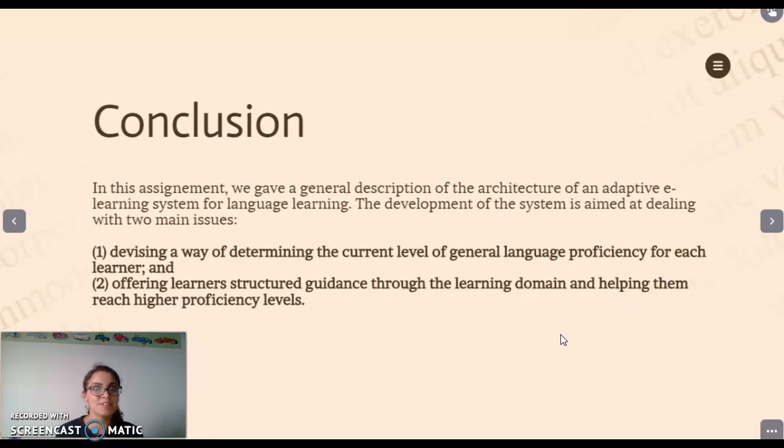In conclusion, in this assignment, I gave a general description of the architecture of an adaptive e-learning system for language learning. The development of the system is aimed at dealing with two main issues. First one, devising a way of determining the current level of general language proficiency for each learner, and second one, offering learners structured guidance toward the learning domain and helping them reach higher proficiency levels.